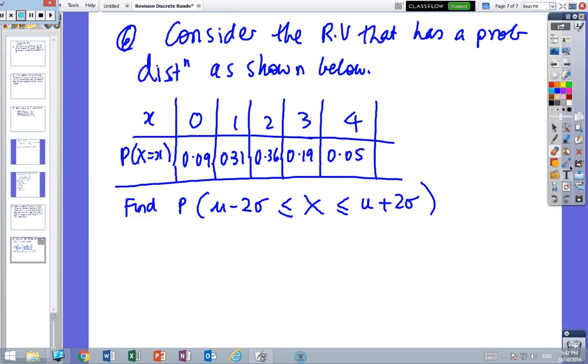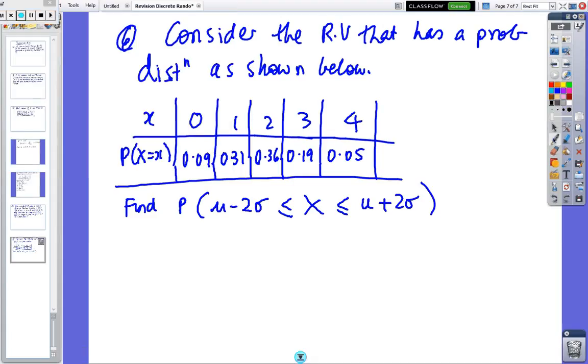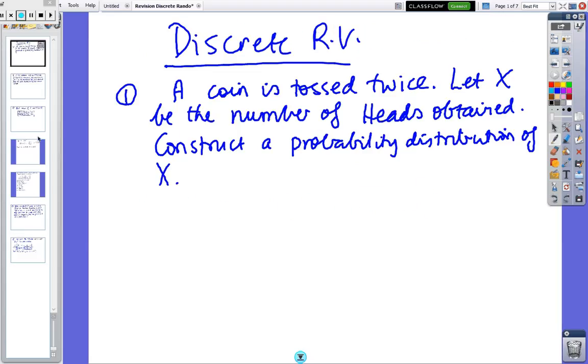Okay, so we're looking at our first video on the revision for the test, and I'm hoping that I won't make any mistakes along the way. So this is discrete random variables, where we've got whole numbers and tables and things. So let's have a look at the first question.